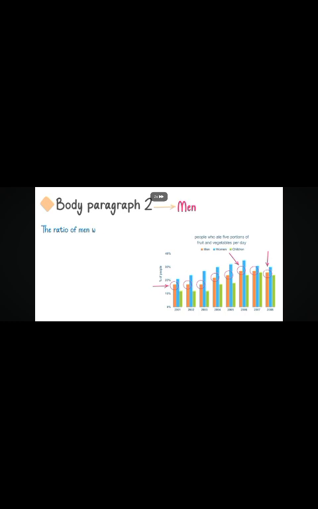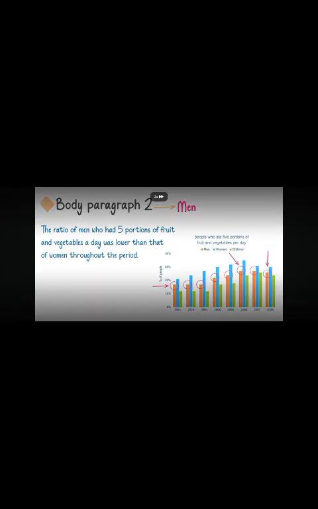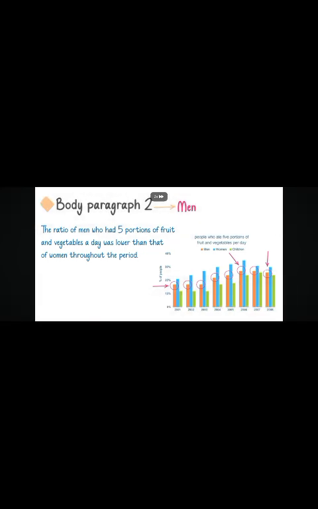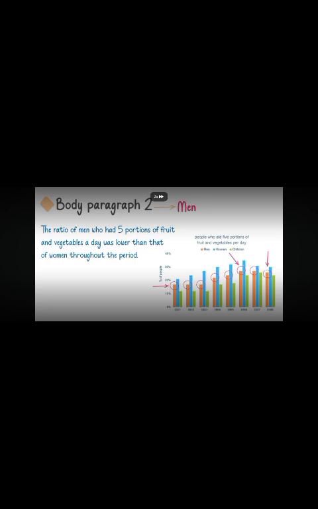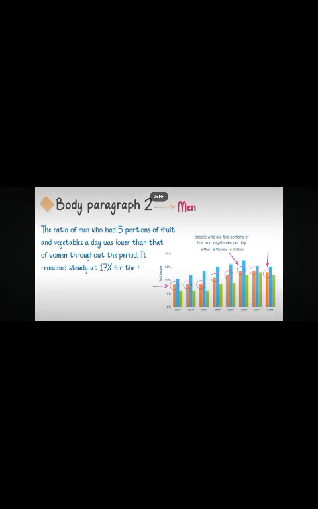Now, the ratio of men who had 5 portions of fruit and vegetables a day was lower than that of women throughout the period. So this is our first sentence. I say that throughout the whole period, men were lower than women. Now, I should write about, let's say, the percentage of men in the beginning of the period. It remained steady at 17% for the first 3 years, right?